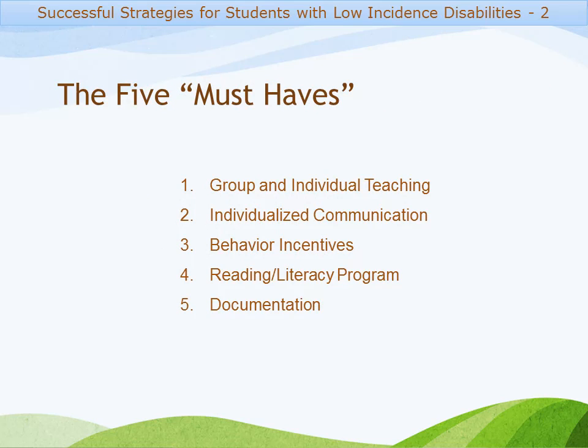Within this module, we have presented 5 essential elements that one large district has determined must be present in each low-incidence disabilities classroom. These 5 elements are group and individual teaching, individualized communication system, behavior incentives, a reading literacy program, and documentation data gathering. Please refer to the assignment for this topic to receive credit.